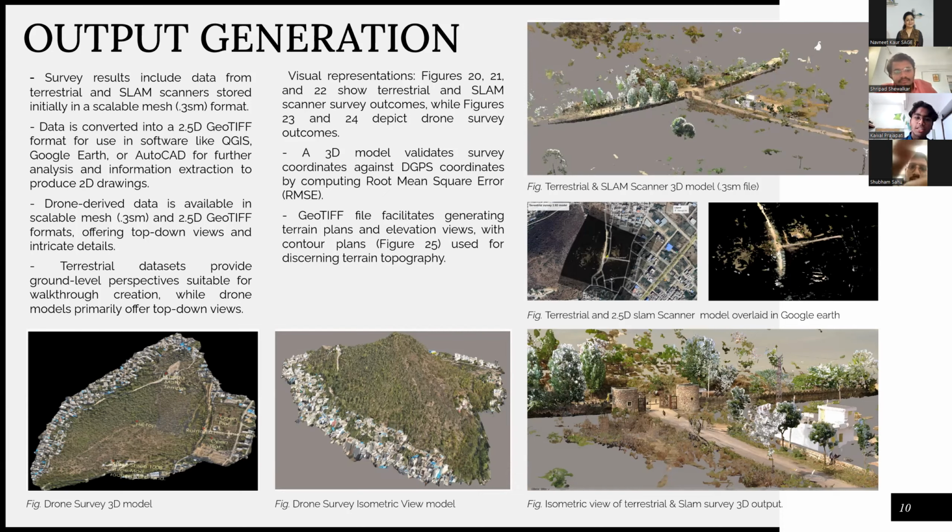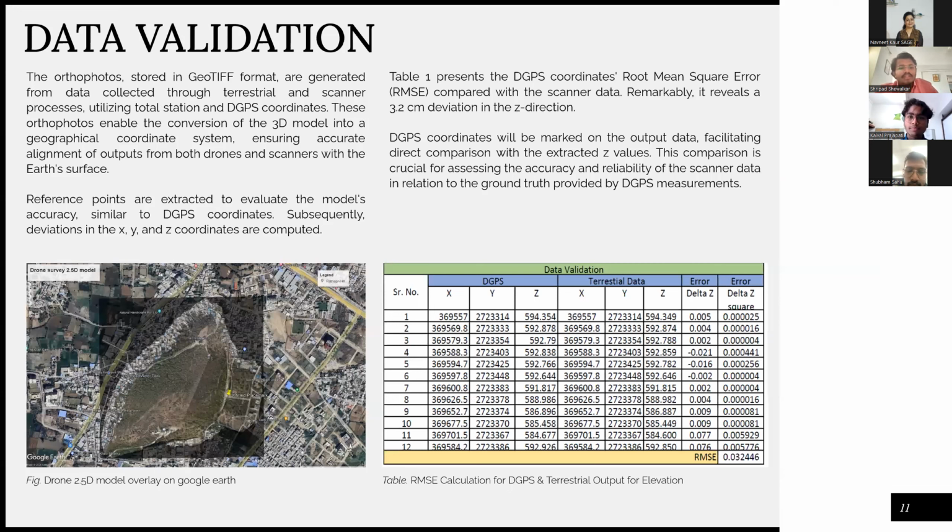Okay, data validation. Shripad will take on from here. Yeah. So data validation. On the left, we have validated the drone survey 2.5D model overlaid on Google Earth, and we have done RMSE calculations for DGPS and terrestrial output for elevation, and compared with each other, taking DGPS coordinates and terrestrial data coordinates and comparing and calculating the area, to see how accurate it is. Next slide, Kevin.